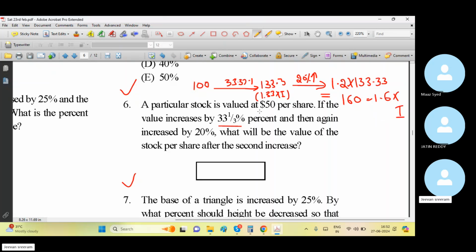So what's the quantity? Is it really 100? For our calculation convenience, we took 100 initially, but in the question, the quantity is 50. So $50 initial value into 1.6. How much is it? 80. Any doubt?